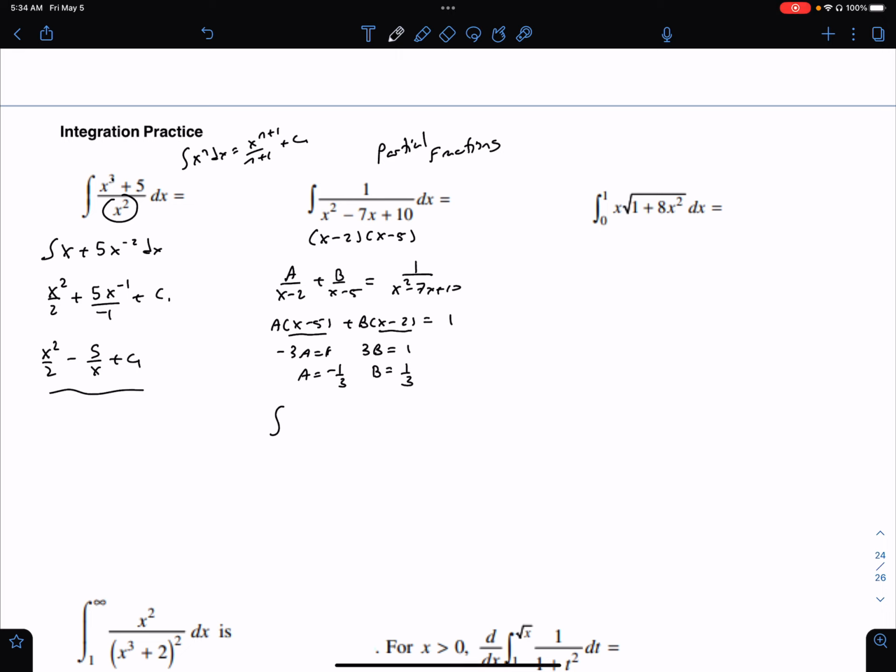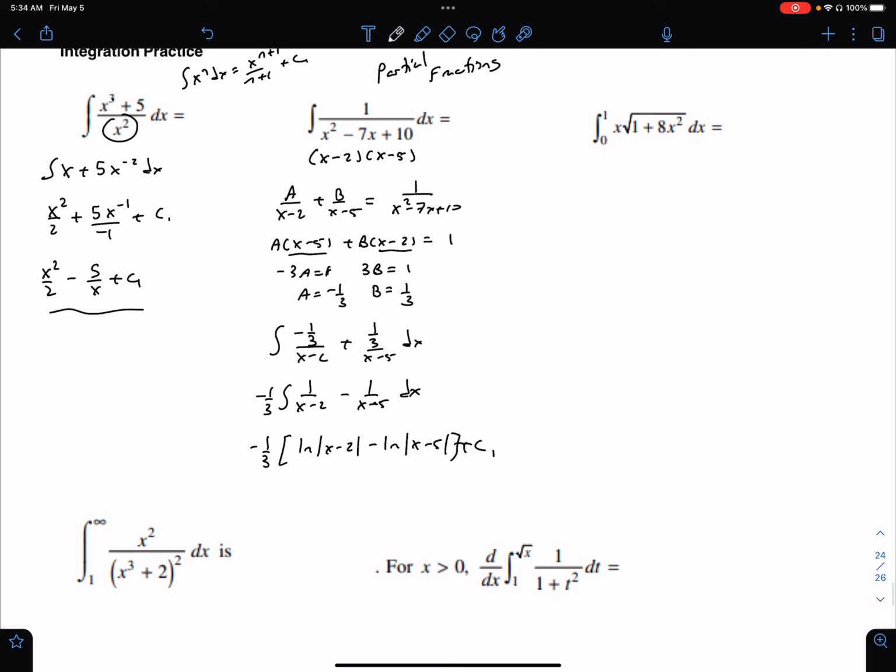And all this does is just rewrite our integral. So now we get negative 1/3 over x minus 2 plus 1/3 over x minus 5 dx. And I'm going to factor out this negative 1/3, makes it a little bit easier for me: 1 over x minus 2 minus 1 over x minus 5 dx. And now I can integrate. This is just our natural log now. So we're going to get negative 1/3, the natural log of x minus 2, minus the natural log of x minus 5, plus your constant.